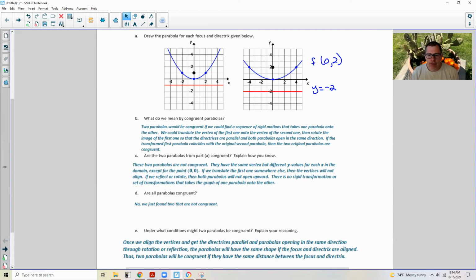Okay, so once we align the vertices and get the directrices parallel, that's the key. Align the vertices and make sure your two directrices are parallel, and the parabola is opening in the same direction. They both have to open up or down through rotations or reflections. The parabolas will have the same shape if the focus and directrix are aligned. Thus, two parabolas will be congruent if they have the same distance between the focus and the directrix.